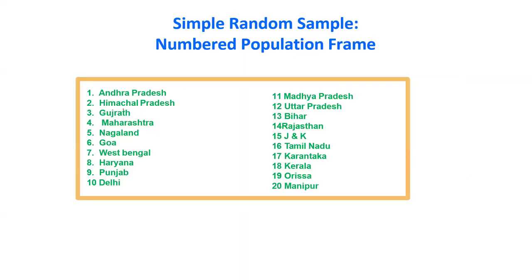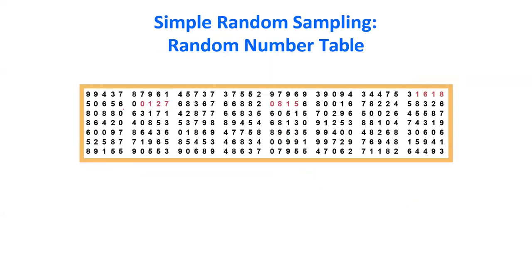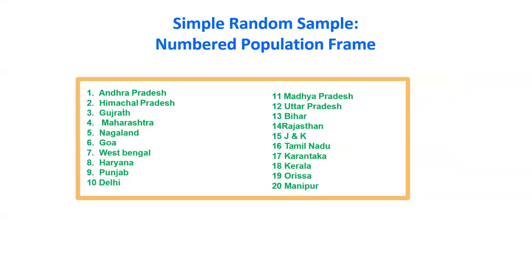Okay, so for example, now I have this, let's suppose, population. Now I have to pick a few states from this. Every state has a number assigned to it. Now I will go with some kind of random number generator. A random number generator is something like this, like during when we were kids.